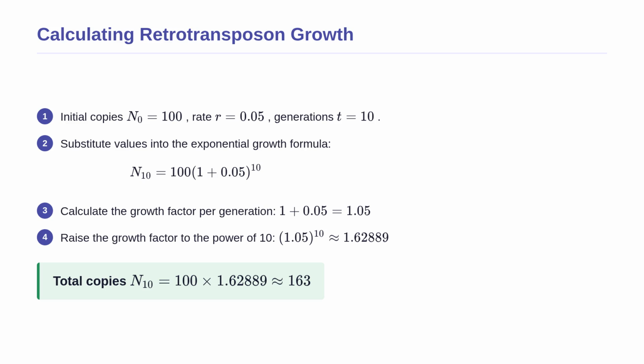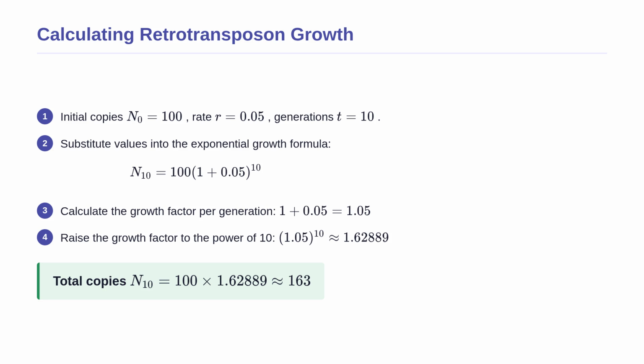Now that we have our formula, let us walk through a practical example to see it in action. Suppose a newly discovered yeast species has an initial count of 100 copies of a retrotransposon. Geneticists determine the transposition rate is 0.05, or 5%, per generation. We want to find the total copies after 10 generations.